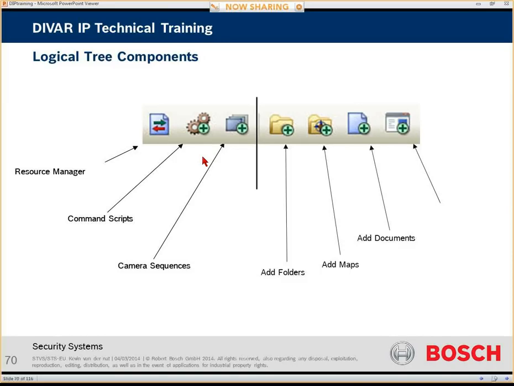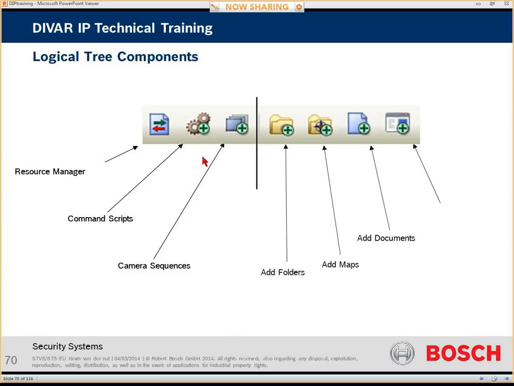Now we have some additional features that we can add into our configuration, and most of these external resources, as we would call them, are handled from the resource manager. I can already set up a camera sequence as well. So an automated tour of several cameras that I will include in a sequence with a timeout value that I will define, which will automatically run as soon as I use this in the operator client, where then I have a pre-configured tour of cameras.